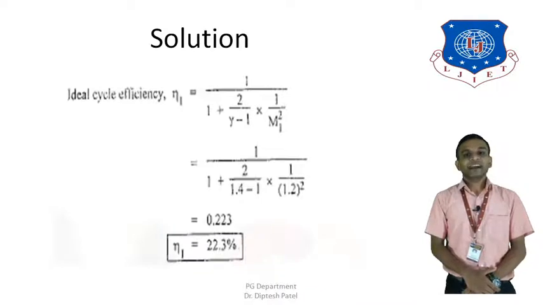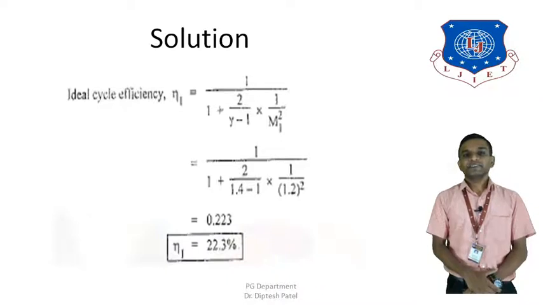First of all, let's start with the ideal cycle efficiency, that is eta R. The equation is 1 divided by 1 plus 2 upon gamma minus 1 into 1 upon M1 square. Since gamma and M1 are given, we just need to replace those values in this equation and we can find the efficiency of the ideal cycle. Having replaced them, the equation becomes 1 upon 1 plus 2 divided by 1.4 minus 1 into 1 upon 1.2 square.